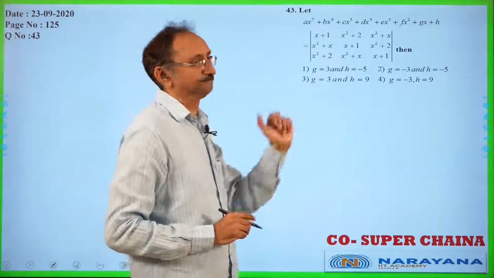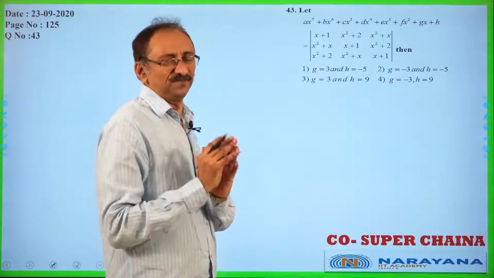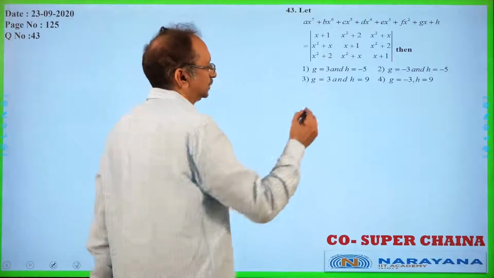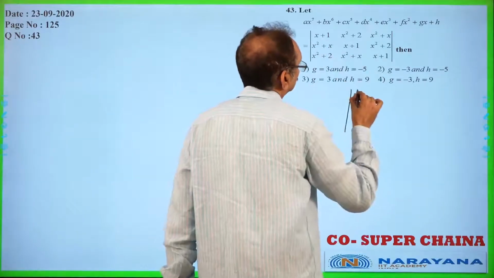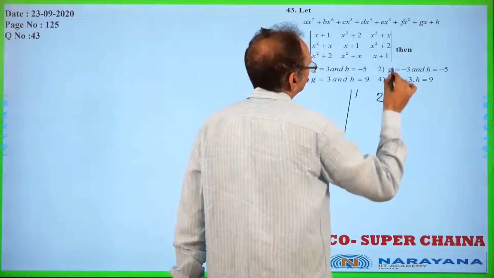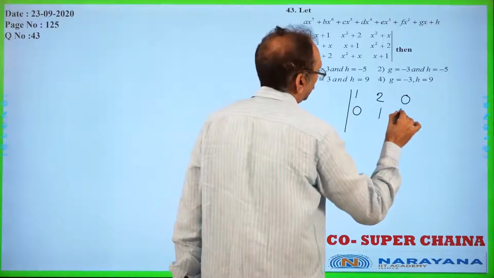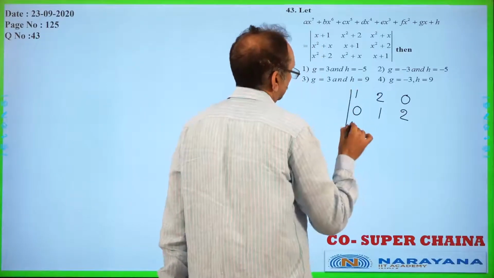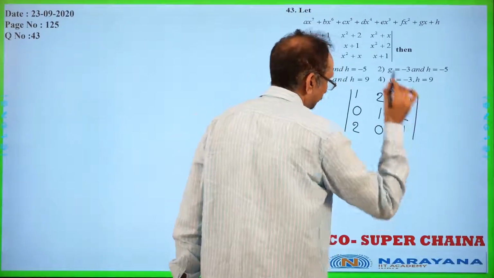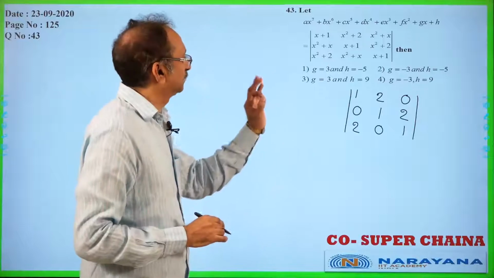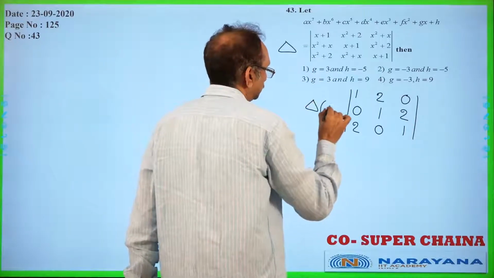See this one. First of all, we differentiate. And to do it fast without any mistake, first I will do one thing. First of all, I put x equal to 0: 1, 2, 0; 0, 1, 2; and 2, 0, 1. So what are these? I have just substituted that. Suppose I name it as delta. So this is delta 0.